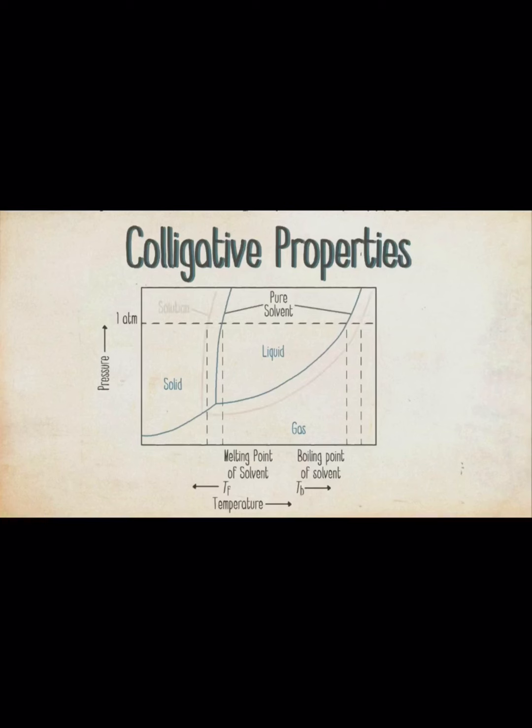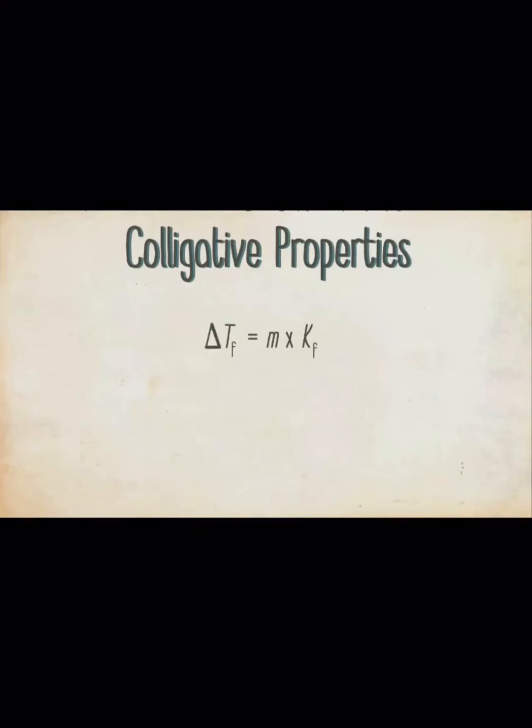Therefore, the fusion curve must move to the left. That's in order for both of the curves to meet at the triple point. The result is that the freezing point is lowered and the boiling point is raised. The equations that quantify freezing point depression and boiling point elevation are similar in form. For freezing point depression, the lowering of the freezing point, delta Tf, is equal to the molality of the solution times the freezing point depression constant for the solvent. For water, Kf equals 1.86 degrees Celsius per molal.